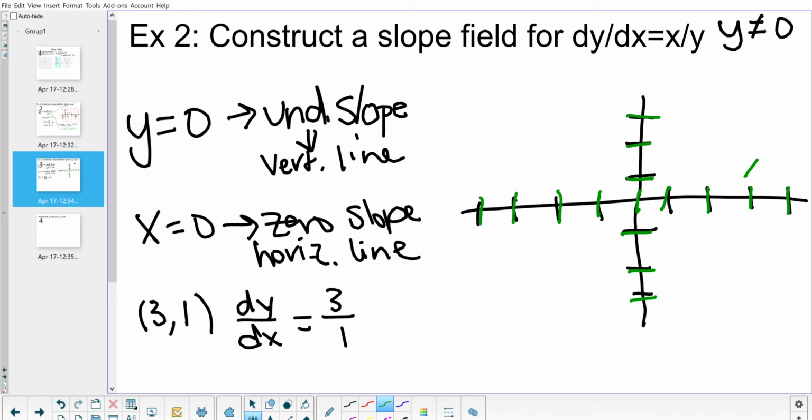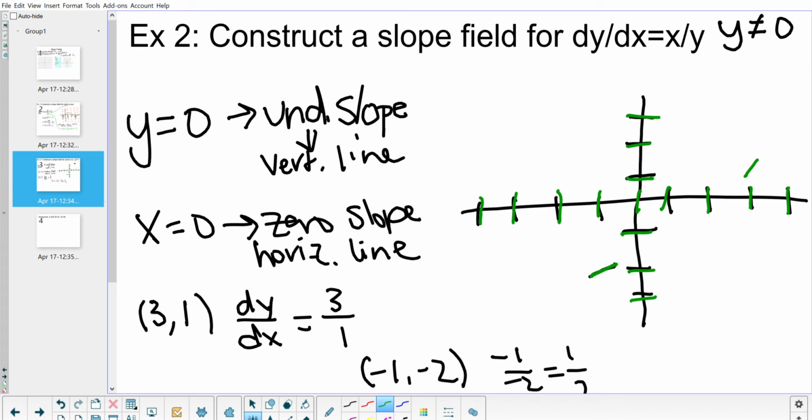Okay, let's just pick another one. How about -1, -2. Well, that would be -1 over -2, which would be 1/2. Okay, so that's not a very slanted slope. -1, -2, so it's positive. Oh, I meant to do green for the slopes. Green. Okay.